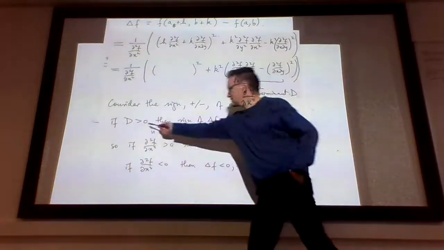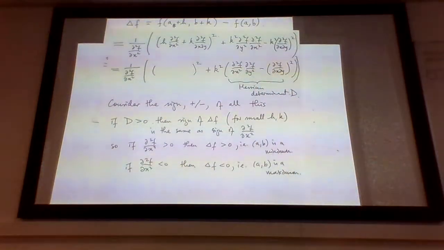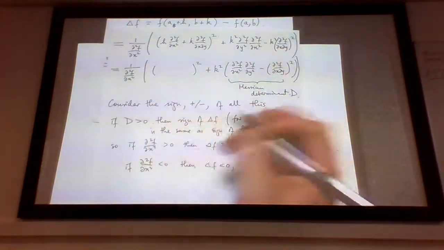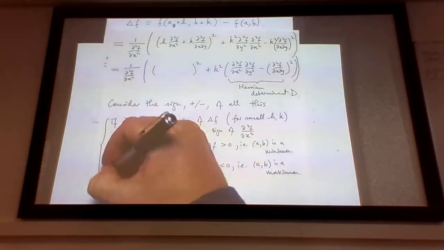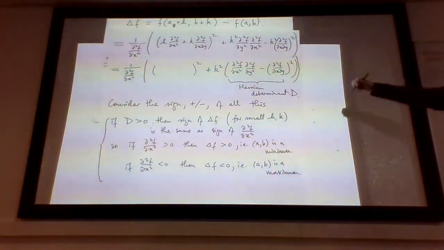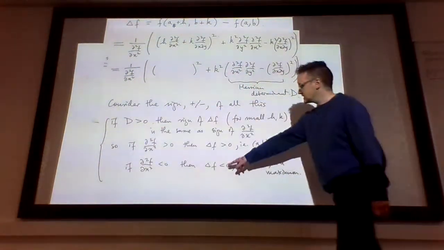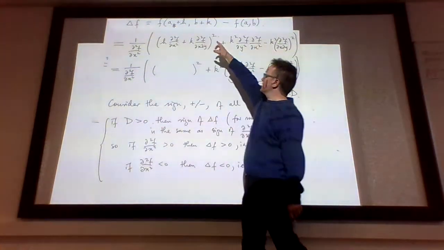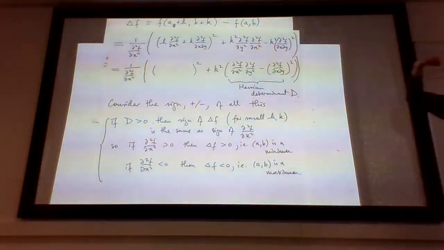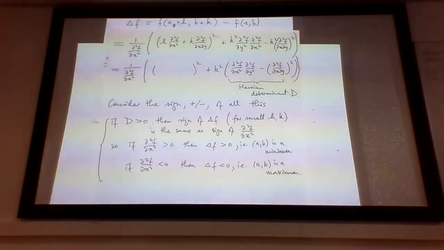So we're still within this assumption that the Hessian determinant is positive. Okay. So if delta F is negative, it means the value of F at the nearby point is smaller than the value it had at the base point. So if you move away from the base point and you always get smaller, it means you're always coming down the surface. So it means the base point is a maximum point.